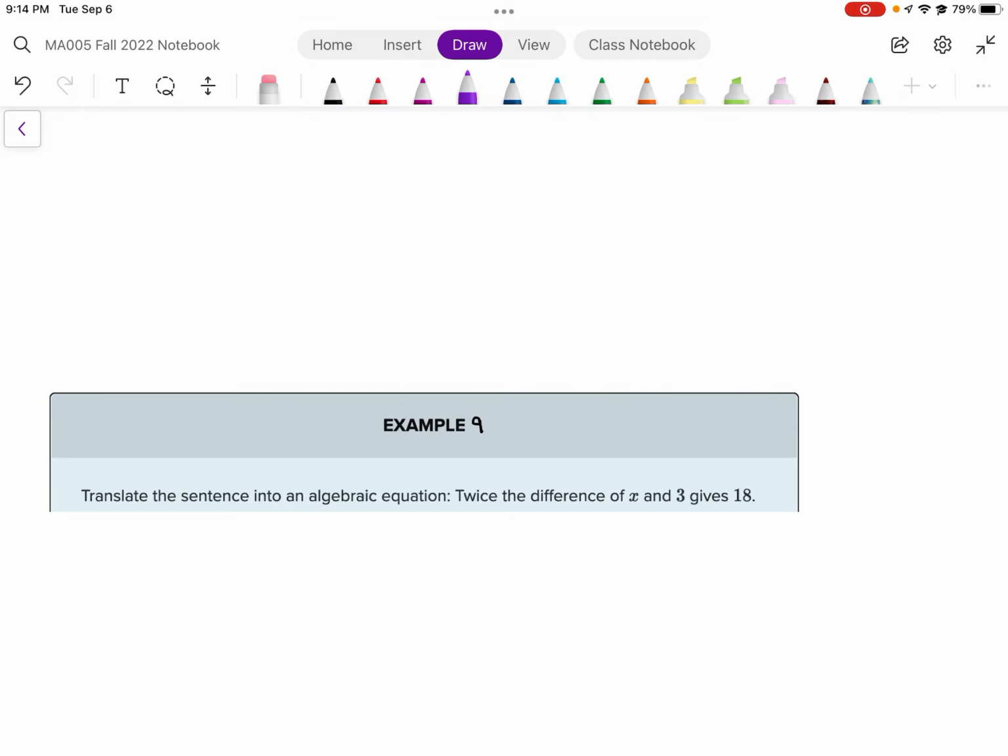Twice the difference of x and 3 gives 18. Now, you've got to be careful. Twice the difference means 2 times the difference of the two numbers. So the two numbers are, I'm going to change colors here, x and 3. When you say difference or quotient, you put them in order. Difference of x and 3 means you're going to subtract x minus 3. Gives means equals 18. It doesn't say to solve it, it just says to translate it. So that's how you would do that.